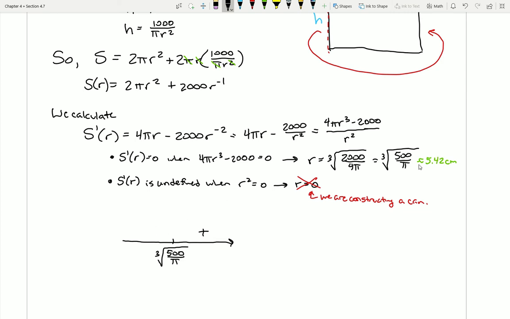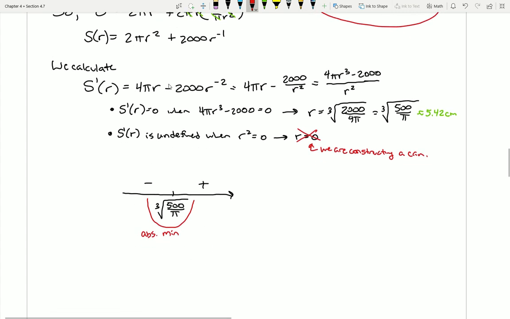Notice though, something less than 5.42 would be something like 1. If I do 4 times pi times 1 cubed minus 2,000, that's going to give me a negative value on top. But the bottom, of course, is positive. So a negative over a positive produces a negative. And so what I end up with here is I can see that at this value of r, I'm going to end up with a minimum value. And since, of course, this is the only value that I've found, according to that theorem we stated in the first video, I know this is an absolute minimum.